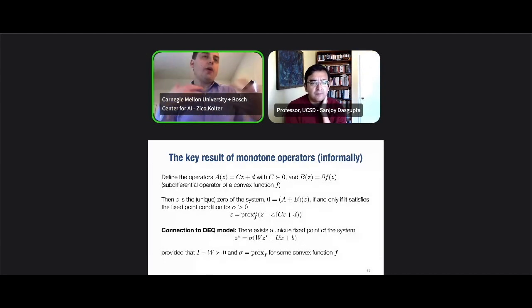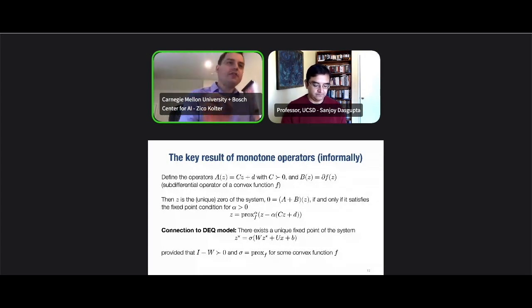What monotone operator theory says, among many things, is that if we define two operators, so let's say we have a linear operator, which I'm defining A(z), equal to some linear function Cz plus d. So it's a linear function of z. Importantly, with C being positive definite here. That's going to be an important constraint, the positive definiteness of C. And then B(z) is the subdifferential operator of some convex function f. So you evaluate f of z and you take its subdifferential.